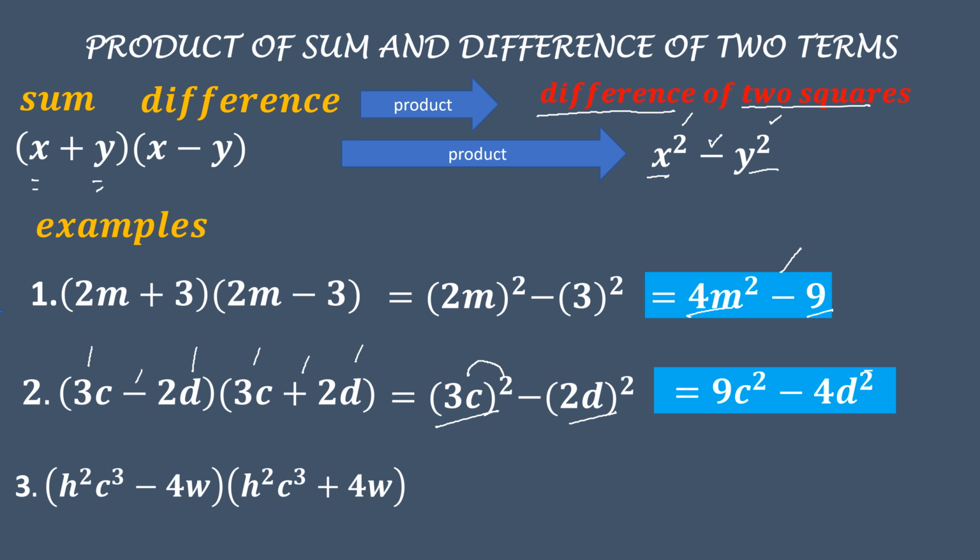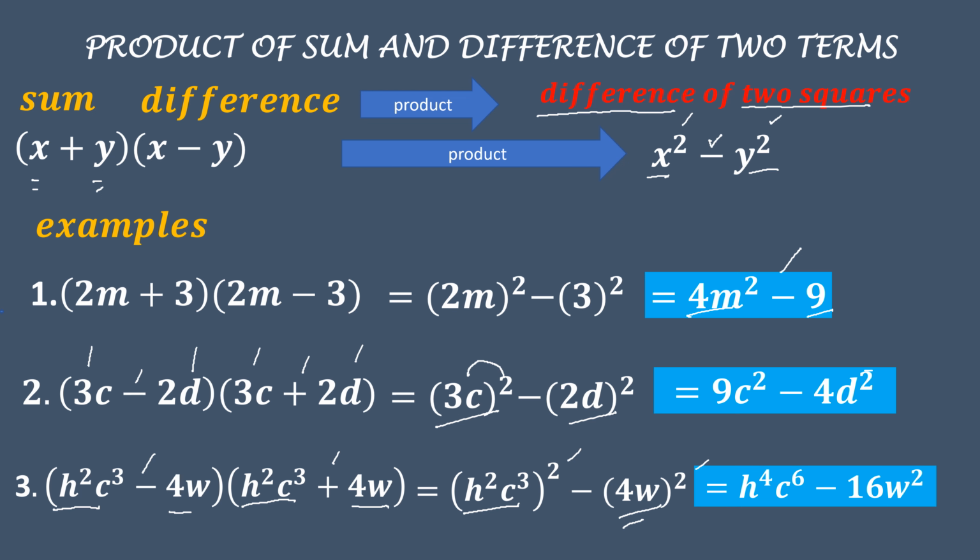Okay, and let's proceed to example number 3. Let us try to check. Are they exactly the same? Yes, 4w and 4w, exactly the same. Do they differ in sign? Yes, so let's proceed. Writing the first term and squaring it, then squaring the second term, which is 4w squared. To further simplify, the 2 will be distributed, so h to the 4, then c to the 6, and then minus 4 to the power of 2, which gives us 16, and then w squared.